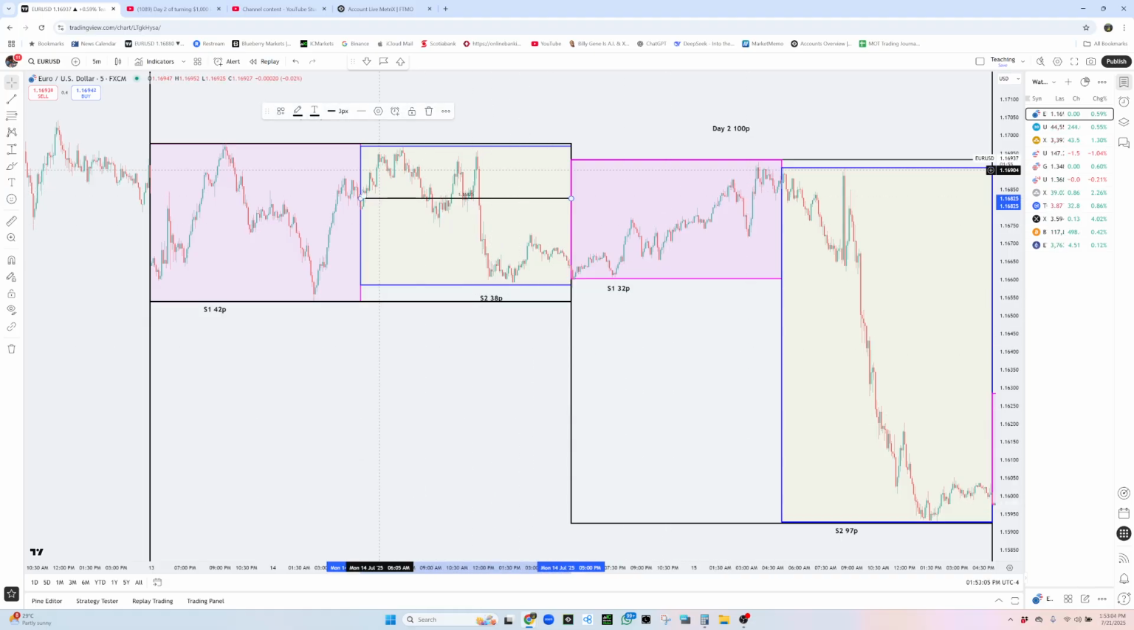Candle open, right? Not the 8 a.m. candle, I meant the 5 a.m. candle open. Now, once I got the 5 a.m. candle open here, next thing I'm going to do is make bullish and bearish levels.